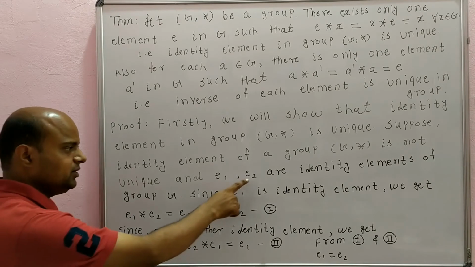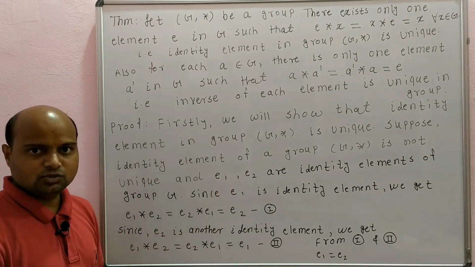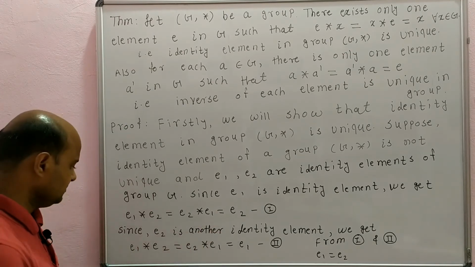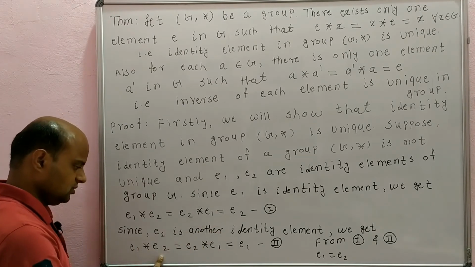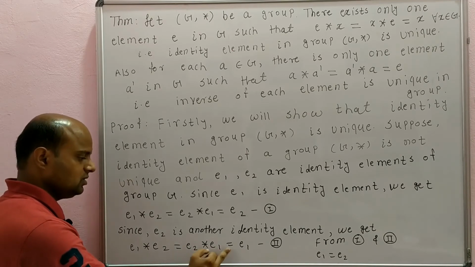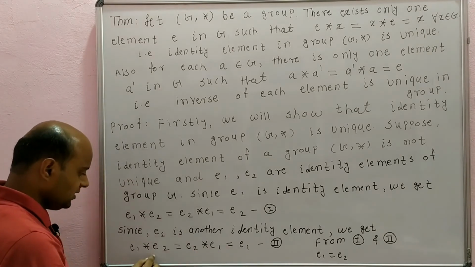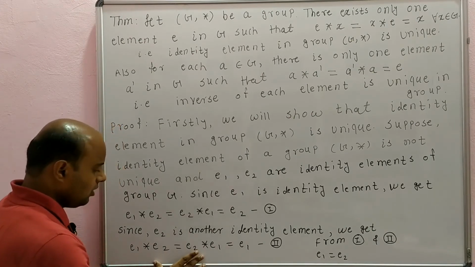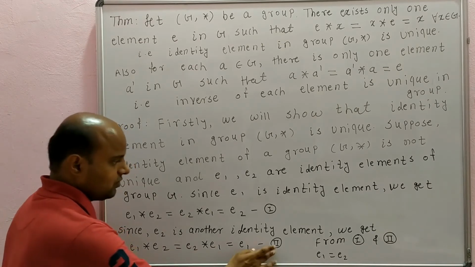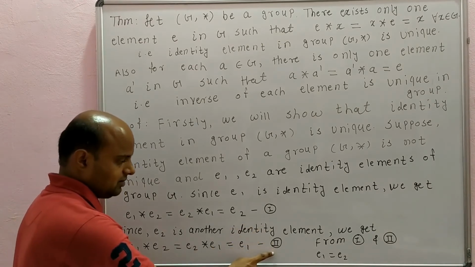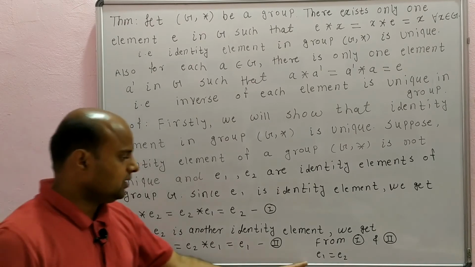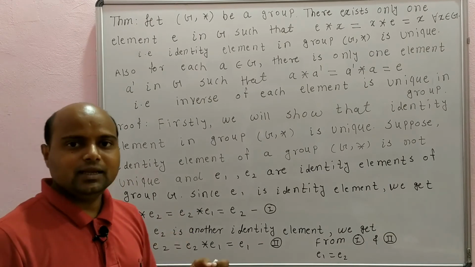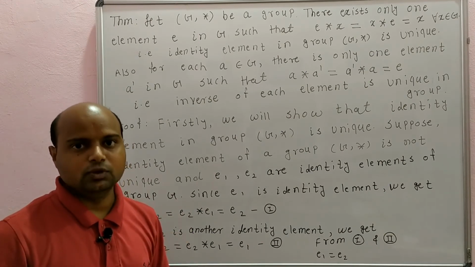Now we have taken E2 is also an identity element. So we will treat now E2 as another identity element. So what we will get? E1 star E2 is equal to E2 star E1 is equal to E1, because here E2 is now the identity element, and we will call this equation as second. From equation 1 and second we will get E1 is equal to E2. Therefore the identity element of a group G is unique.